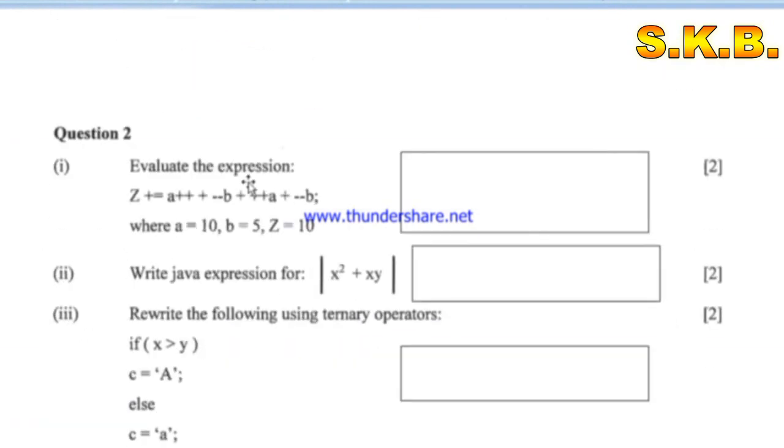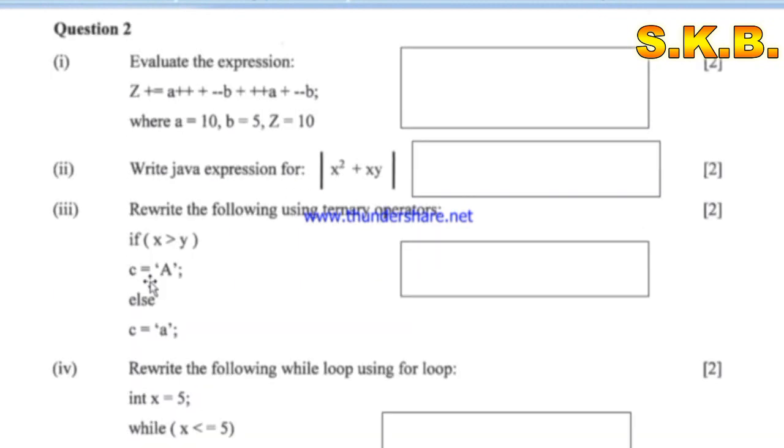Now come to question number 2. Look at here in this section. Previously I have shown you the original question paper and now I have created a few boxes with this original question paper. Now I am going to solve this postfix prefix operation. Evaluate the expression z plus is equal to a plus plus plus minus minus b plus plus plus a plus minus minus b, where a is equal to 10, b is equal to 5, z is equal to 10. A value is 10, b value is 5, z value is 10.